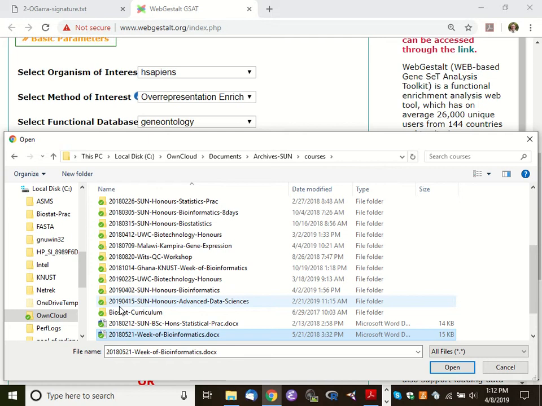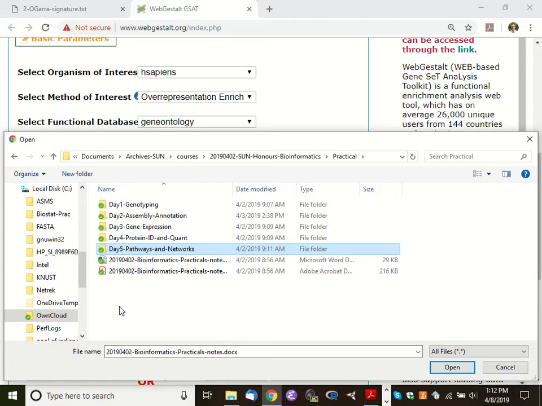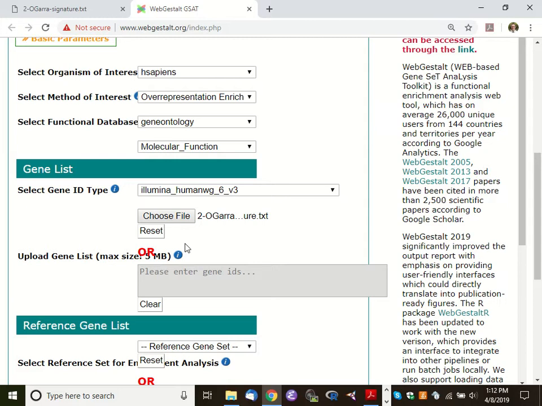down to SUN Honors Bioinformatics Practical, and finally, this is going to be different for you because you've put them in a more sensible location than this very long path. But okay, so now I've told it to use that file. Magic happens.